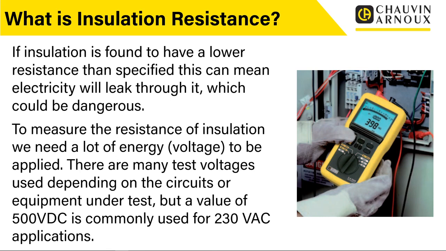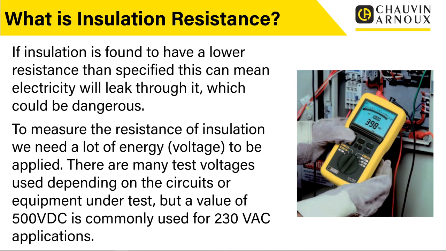To measure the resistance of insulation, we need a lot of energy or voltage to be applied. There are many test voltages used depending on the circuits or equipment under test, but a value of 500 volts DC is commonly used for 230 volt AC applications. So when we're testing normal low voltage electrical installations, a majority of the testing would be carried out at 500 volts DC. That's a very common value. And if they're going to operate normally at 230 volts, we're almost using twice that voltage to verify the safety.